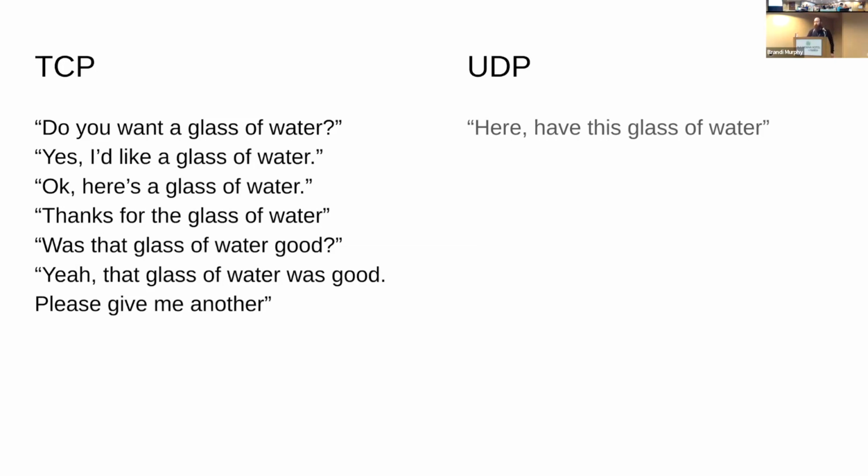UDP is primarily used for transmission where every packet isn't super important, like audio and visual communications. If you accidentally drop a few packets on the floor, you just get that little jitter or a little spark in the audio stream. And it really doesn't matter. You can still understand what's being said and see what's on the video screen.